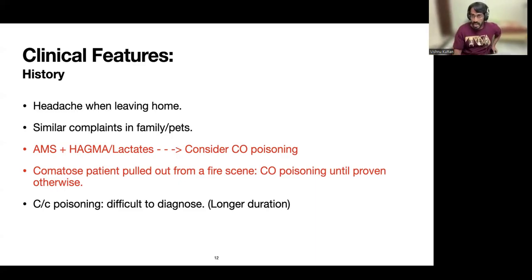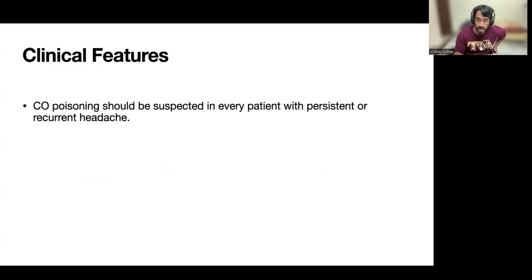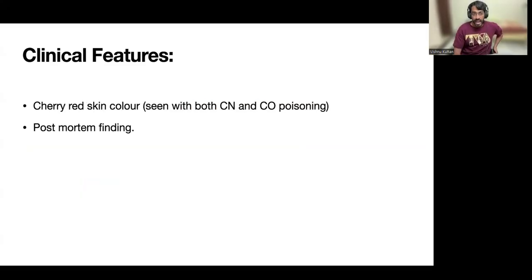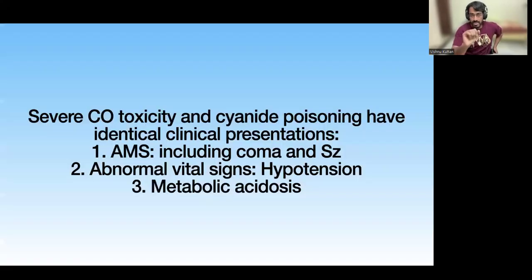AMS, high anion gap metabolic acidosis, lactates: you should consider carbon monoxide poisoning. And it should also be suspected in a patient with cyanide poisoning. Both of them are going to be presenting with the same things. Basically, a patient is going to be in AMS, metabolic acidosis, and raised lactates. And again, cyanide poisoning is very quick. Carbon monoxide poisoning is also very quick.